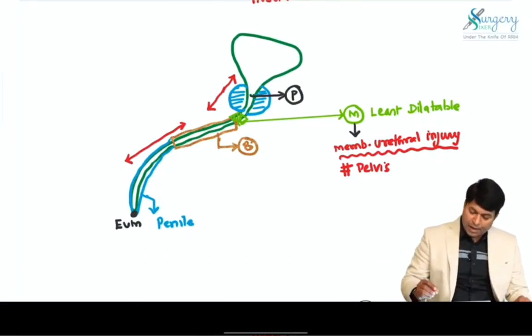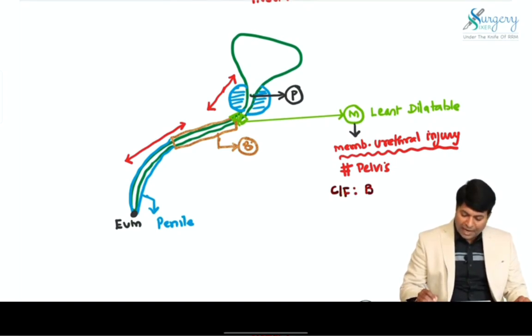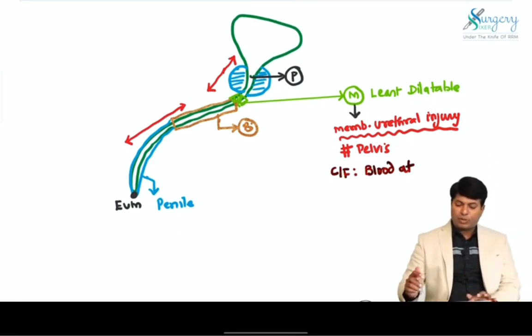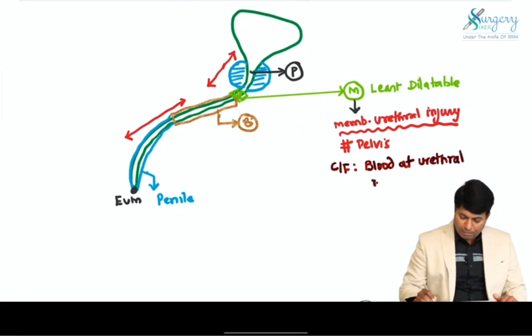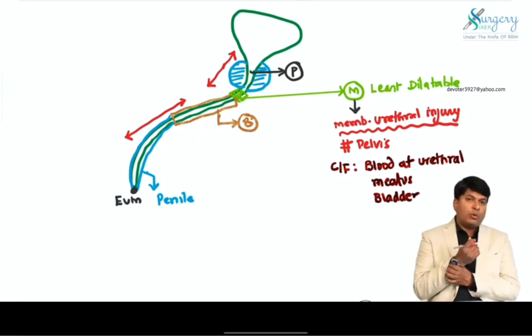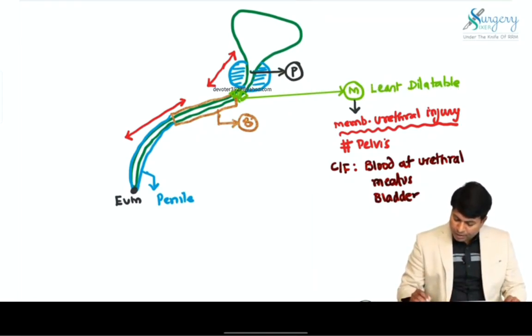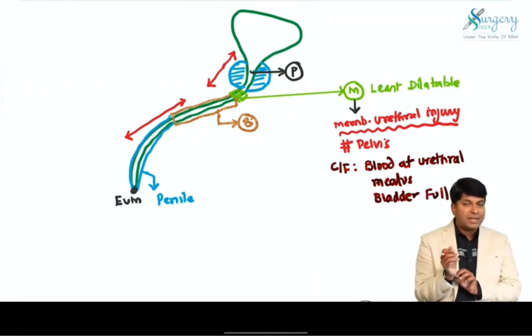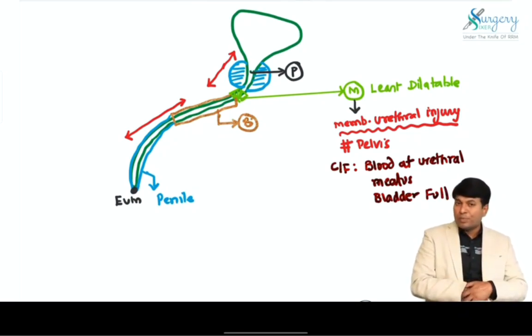Both can be seen. In membranous urethral injury, the clinical feature will be blood at the urethral meatus. And the bladder will be full because the urine cannot come out; there is an obstruction to the urine outflow. So if a patient comes to you with a full bladder and blood at the urethral meatus, think of urethral injuries.